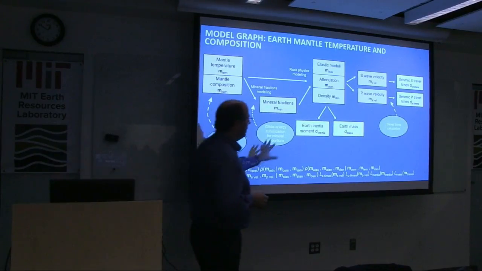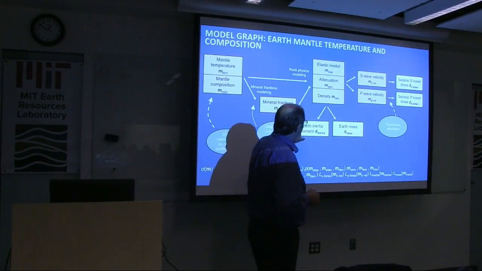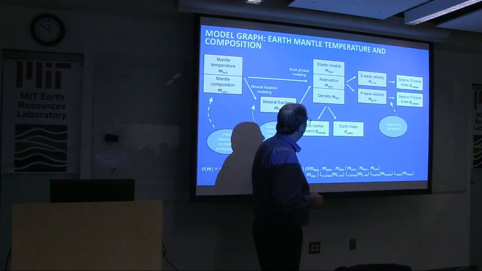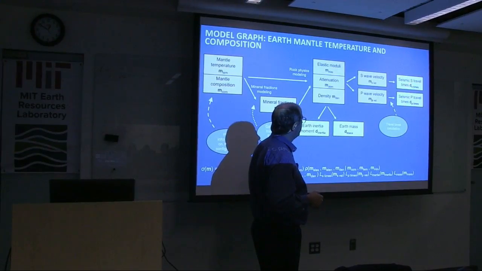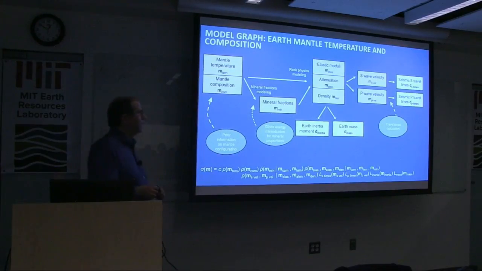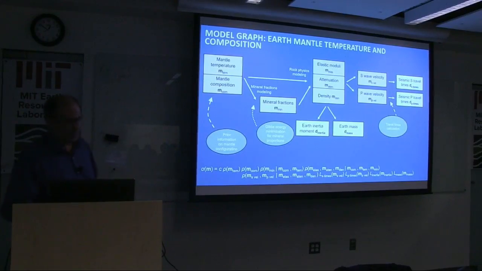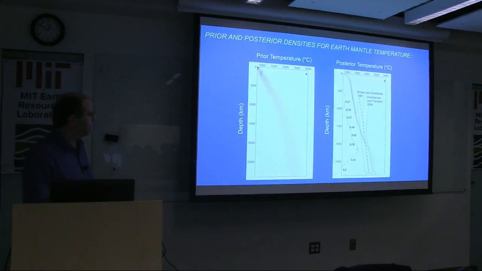Then they start constraining this model, these P wave velocities, using the moment of inertia, the total Earth mass, seismic S travel times, and seismic P travel times. And they use this in a 1D model to estimate a profile of the temperature and composition, averaged spherically in the Earth. And the results are shown here.